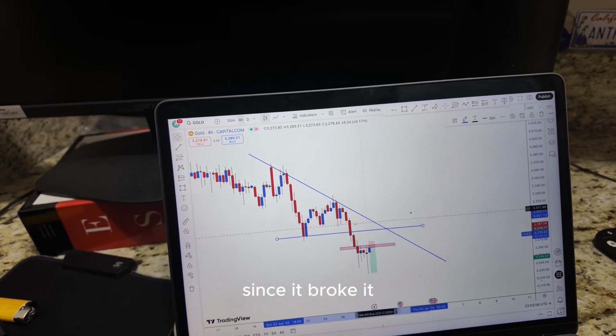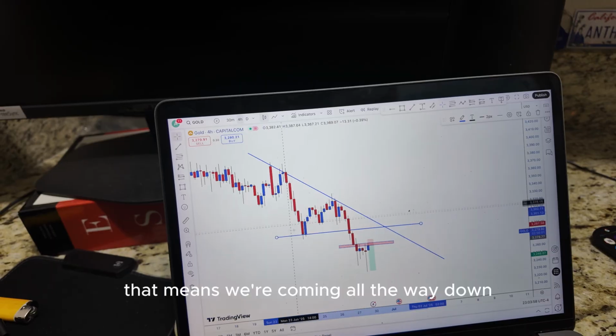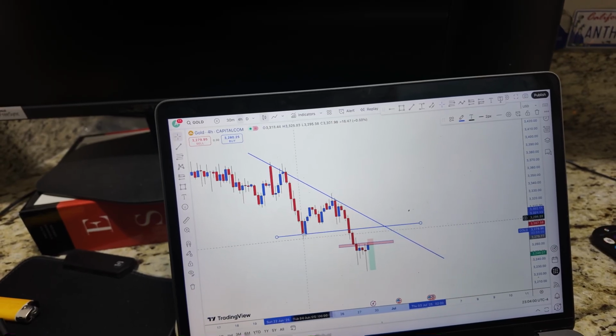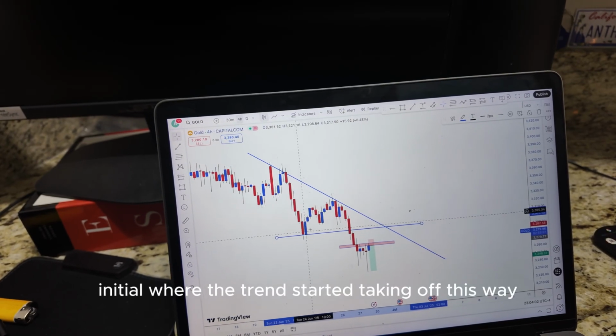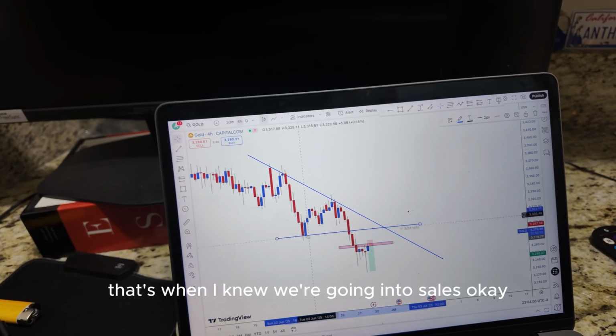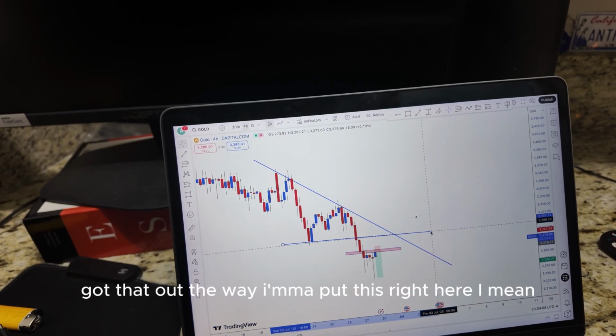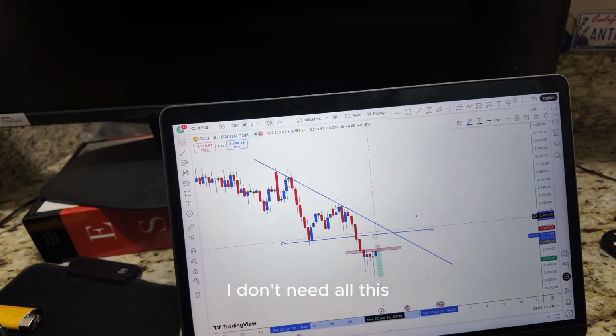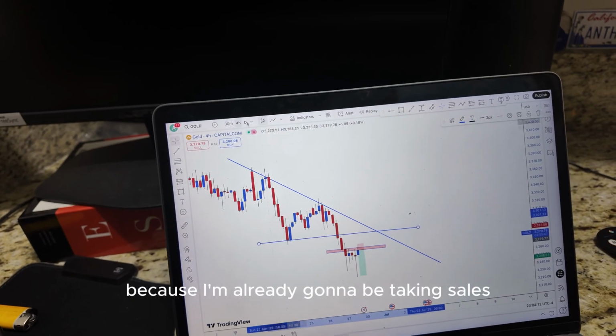Since it broke it, that means we're coming all the way down. Since we broke this initial low where the trend started taking off this way, that's when I knew we're going into sales. Okay, boom, got that out the way. I'm gonna put this right here. I don't need all this because I'm already gonna be taking sales.